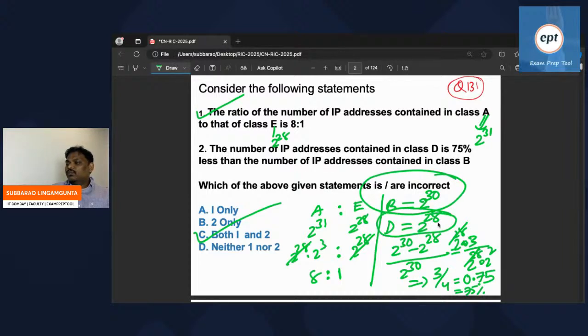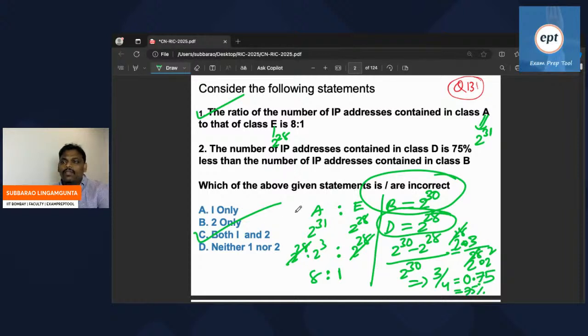So right. So the question is, class D how many less? The number of IP addresses in class D is 75% less. So how many less? What is the answer? 2 power 30 minus 2 power 28. Right? These many less. Percentage, right? 2 power 28 out of 2 power 30. So 0.75, which is nothing but 75%.